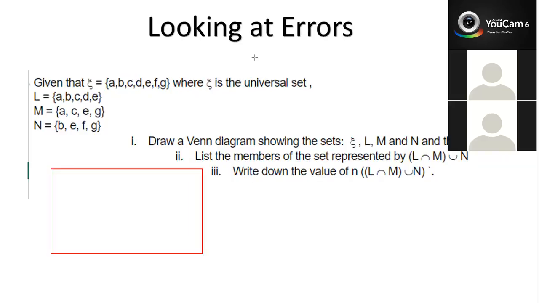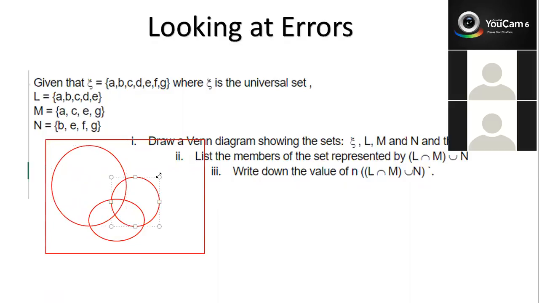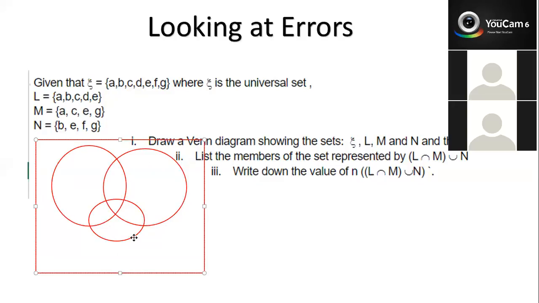All right, so we have three sets. So I have to draw three circles, and they intersect somewhere along the line there. Extend the box a bit. All right, so here it is.